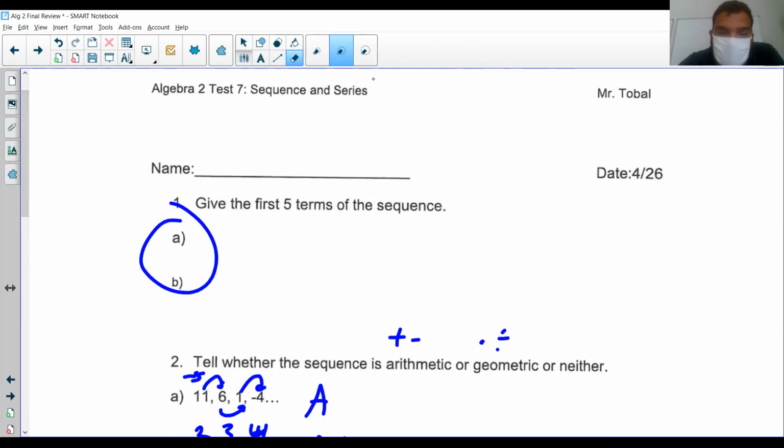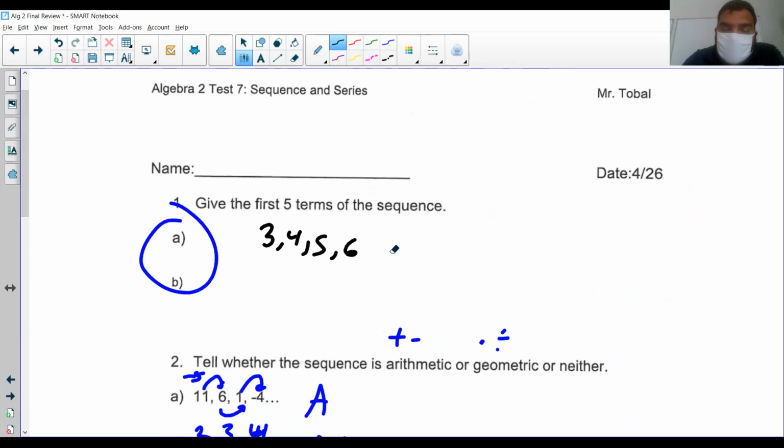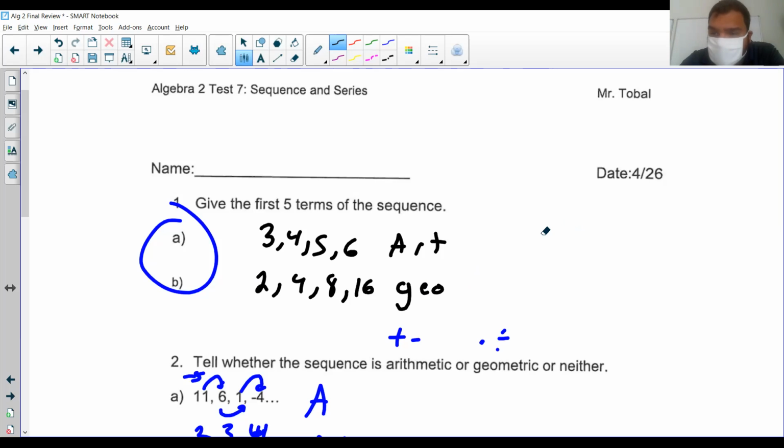This one, I have to give you a thing. Let me just do one real quick. For example, if it's like 3, 4, 5, 6, you can see that's arithmetic. If it's 2, 4, 8, 16, that's geometric because it's being repeated. Just remember, it has to be consistent too.